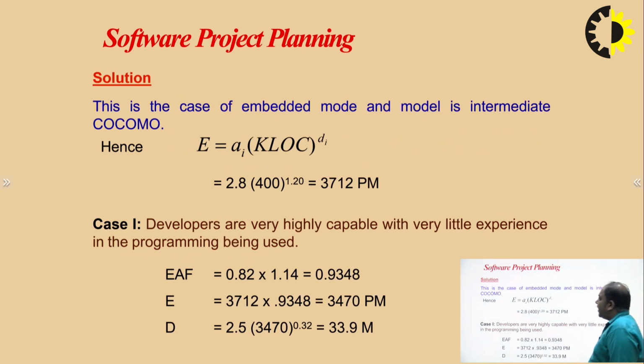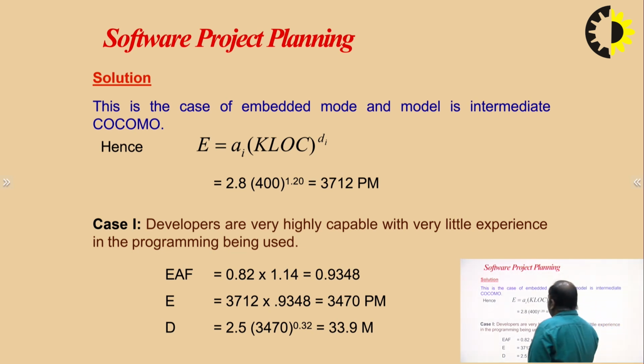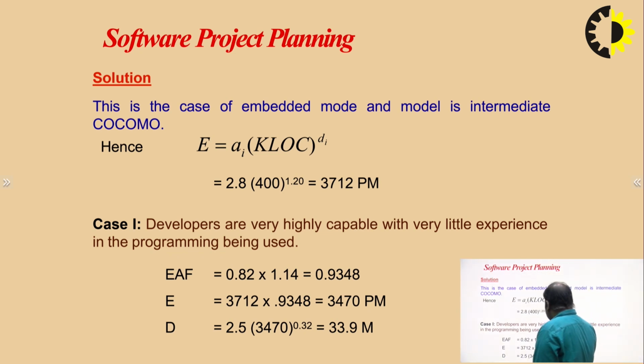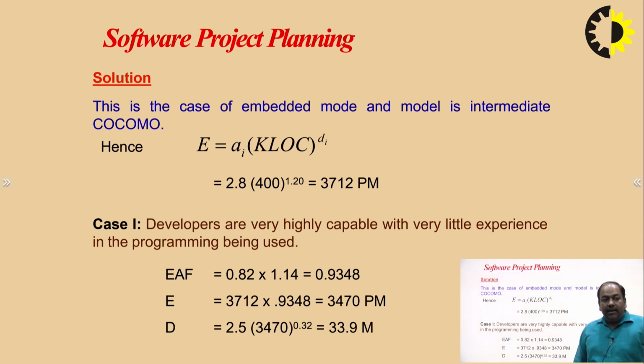So this is the case of the embedded system, and the lines of code is 400. So we have to find out the effort required. From the effort required, we find out the effort and development time when the developers are very highly capable and have very little experience in the programming. All these values come from the table. So 2.5 into 3470 raised to the power 0.32 comes to 33.9 person months, and the effort required is 3712 into 0.9348, which comes to 3470 person months.